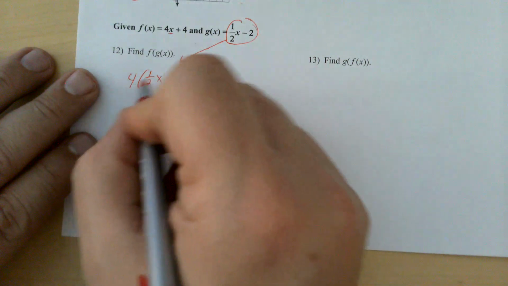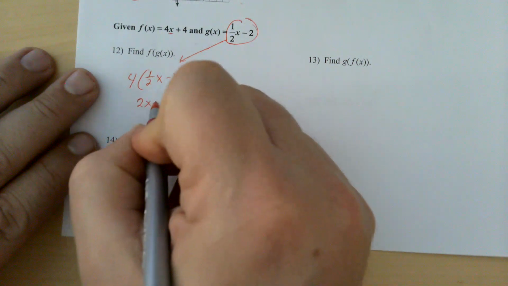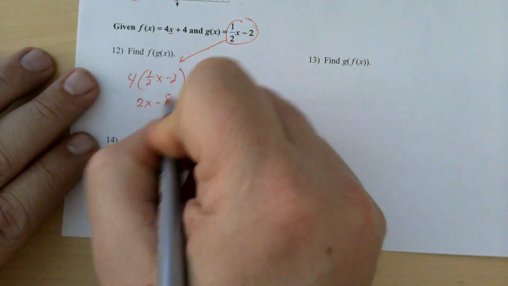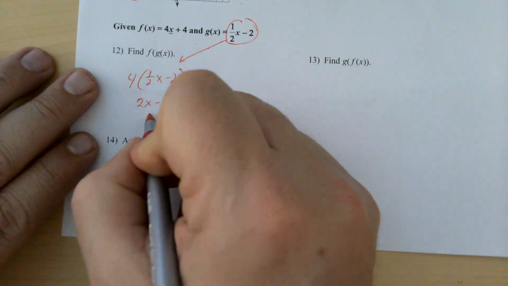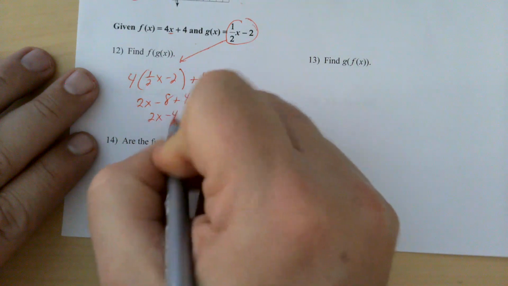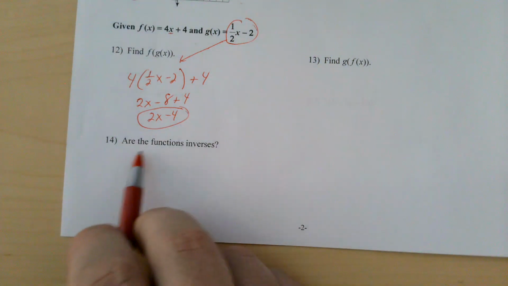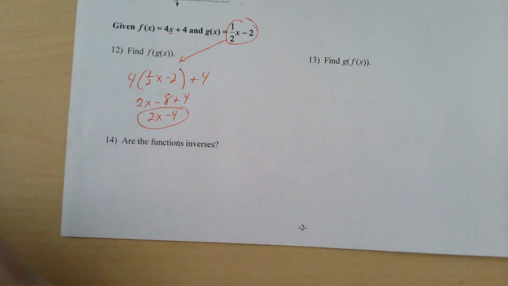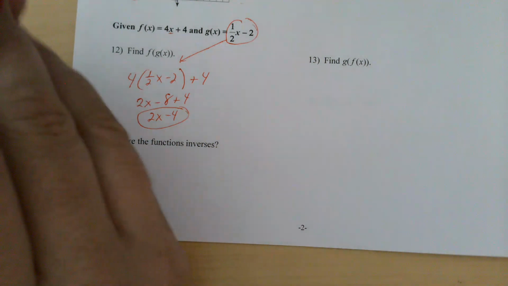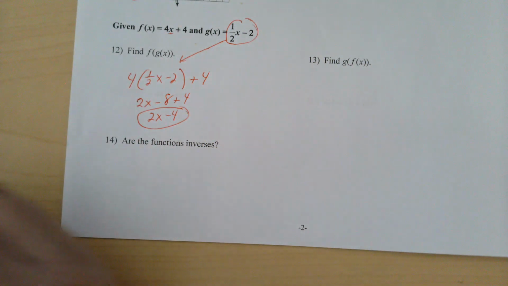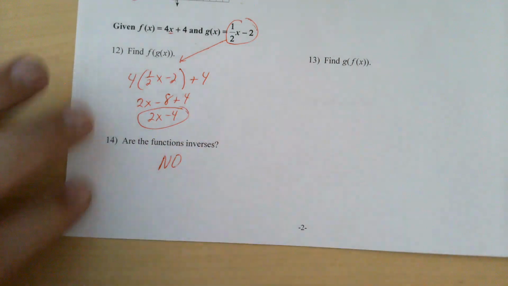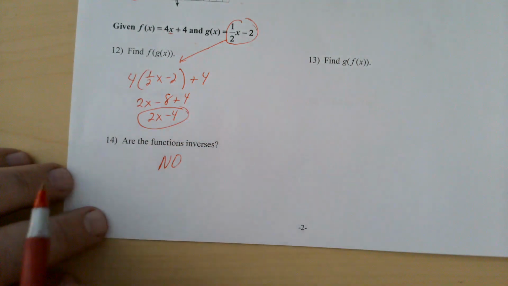I'm going to distribute. 4 times 1/2 is 2x minus 8 plus 4. We get a 2x minus 4. That's what the composite function comes down to. And the fact is that it's not an x. Okay, we learned that when you do a composite function, you simplify and you're left with just an x, then it's going to be an inverse function. And so I can answer this question right away because I did not get just an x.